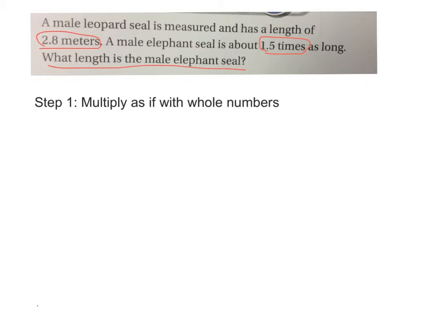Daniel? It says "about," so you would round to the... No. So in this case, it says "about" because it's telling you that the 1.5 is about how long. It could be 1.45678 times as long, but for simplicity's sake, they're telling us 1.5 times as long. So you are not going to round. What else would you do to solve this problem?